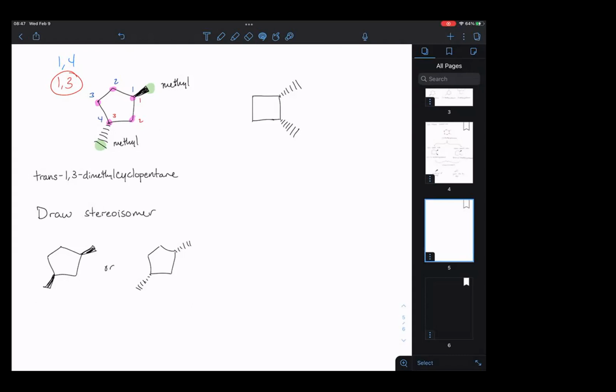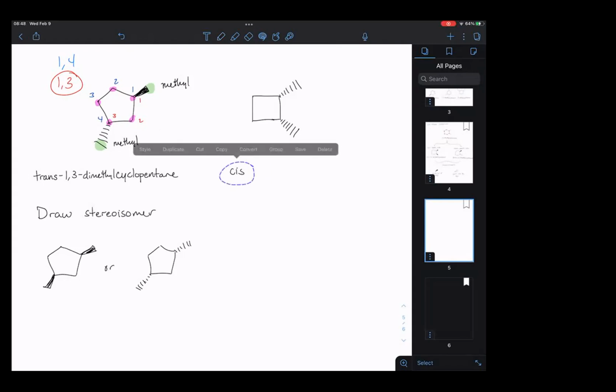Okay, so in my next example here, do I have the cis or the trans isomer? It doesn't matter if they're both wedges or if they're both dashes, both of those indicate they're pointed in the same direction. So this would indeed be the cis isomer.